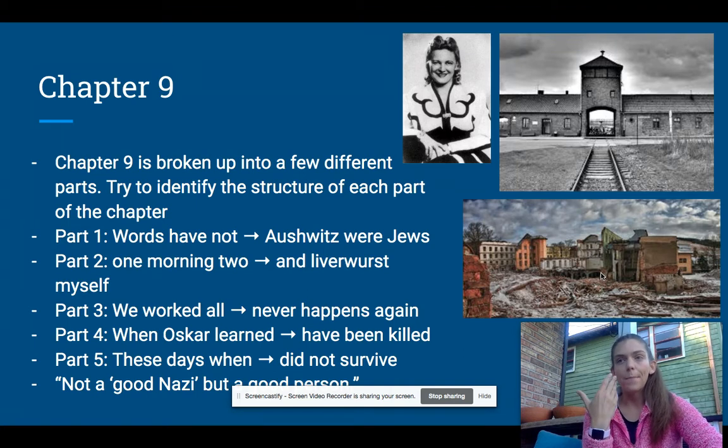So they knew that they were about to get in trouble for these crimes that they had committed, and they were trying to avoid that. Make sense? Okay, so chapter 9 is broken up into a few different parts.